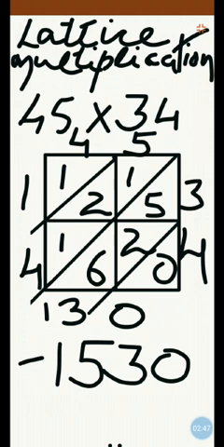So what is my final answer here, students? My final answer is 1530. This is the way we do the multiplication sum when we have to do it in lattice multiplication.